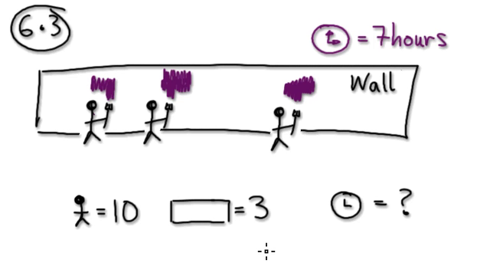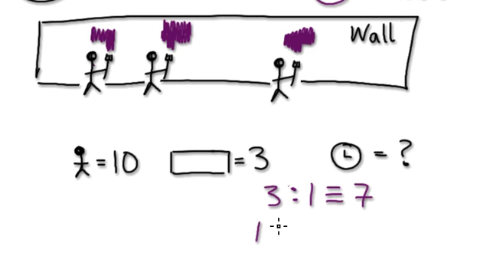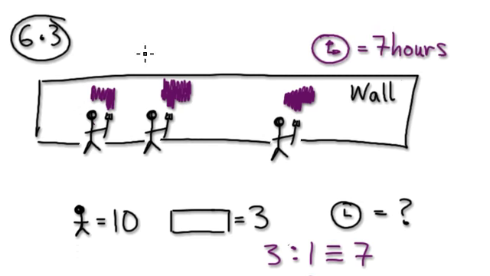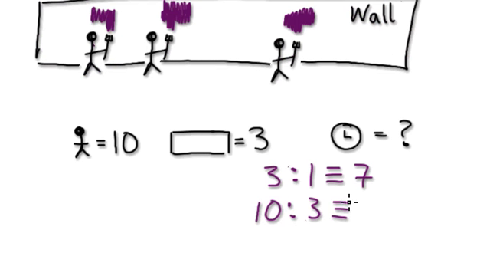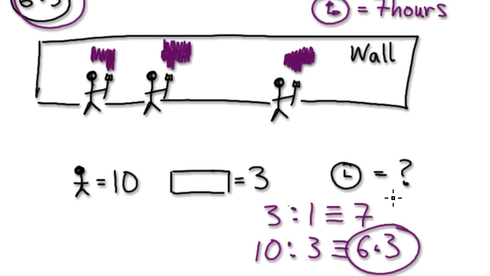Remember, our current situation was 3 people, 1 wall, 7 hours, and our target was to get 10 people, 3 walls. It turns out that we worked it out to be 6.3. So this thing here is 6.3. So it takes 6.3 hours for 10 people to paint 3 walls.